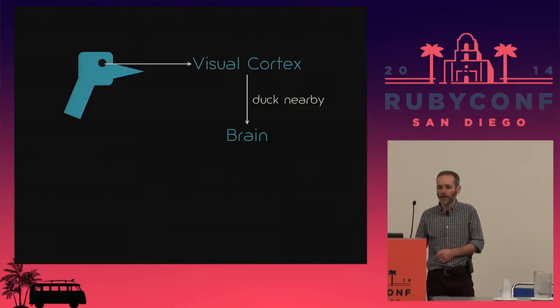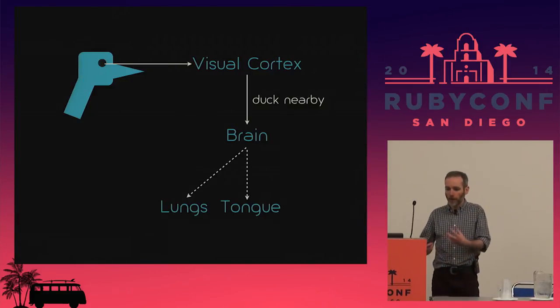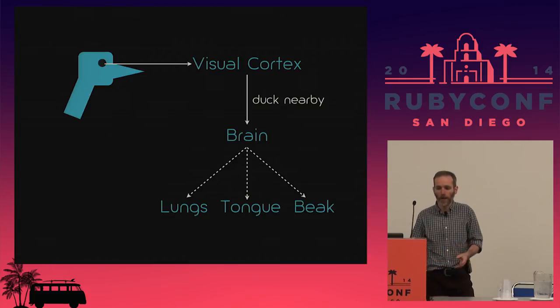It's going to say, hey, brain, there's a duck nearby. And the brain will be responsible for the next part, which is probably going to be quacking at it. So it's going to trigger these other processes to make the quack happen. OK, so I'm going to build this from scratch.